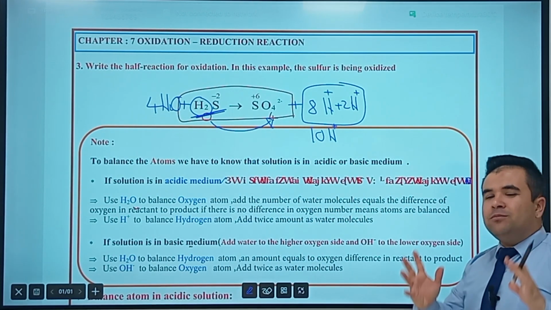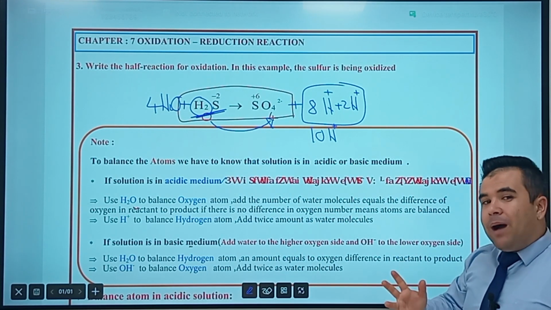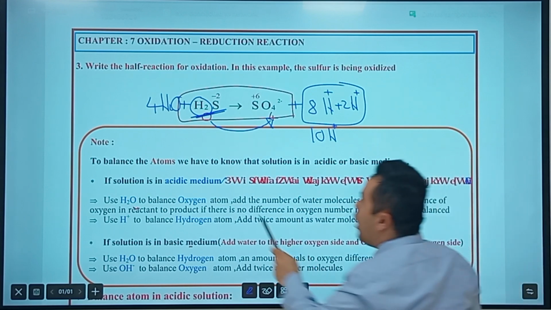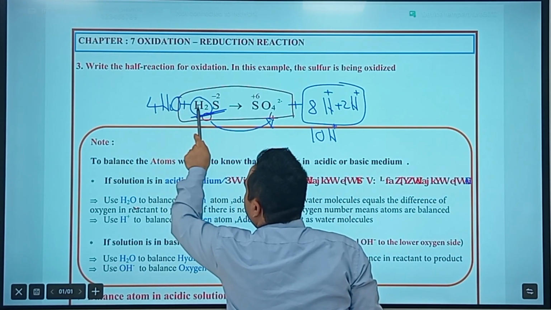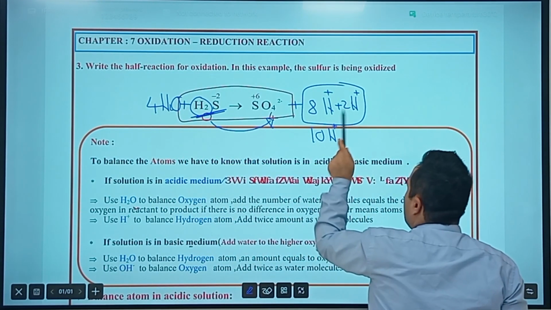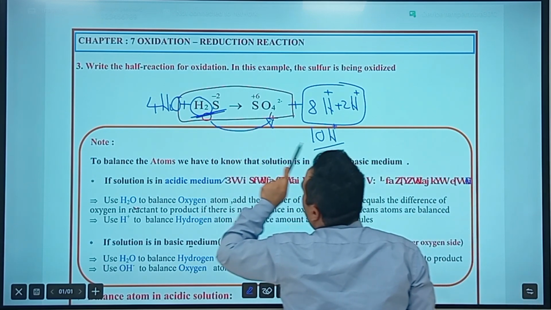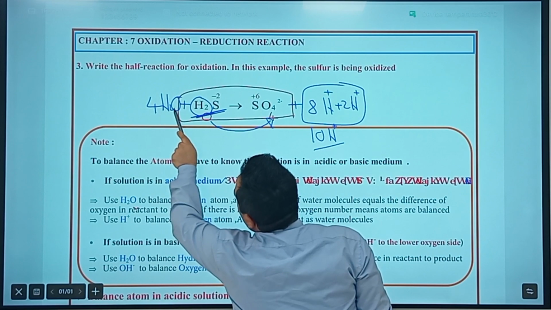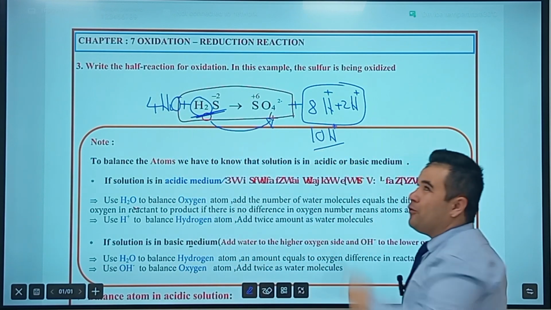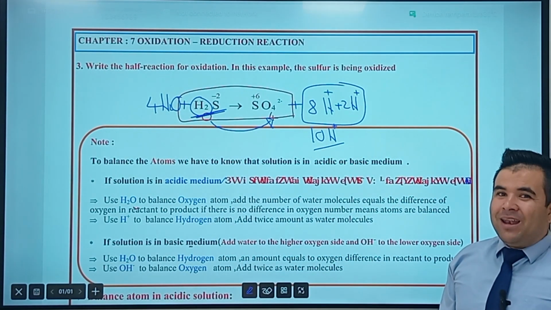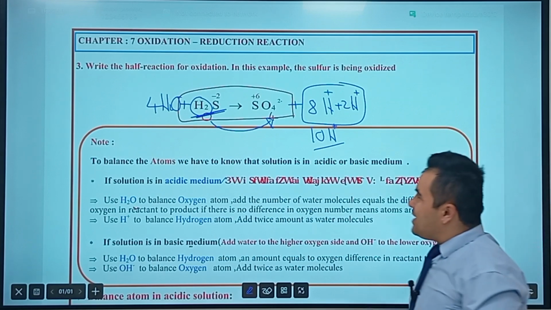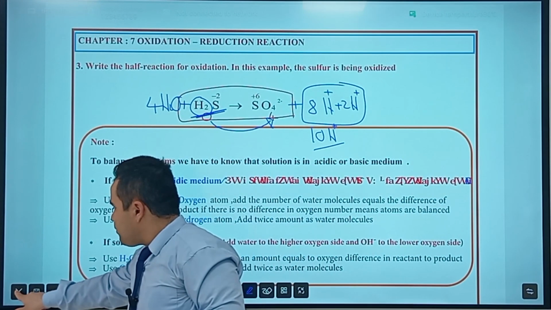In terms of atoms, let us count whether we balanced the reaction or not. How many hydrogen do we have? 8 plus 2, here is 10. How about here? 10. How many sulfur? 1 and 1. How many oxygen? 4 oxygen in the reactant, 4 oxygen in the product. That's how we balance the atoms in acidic medium.